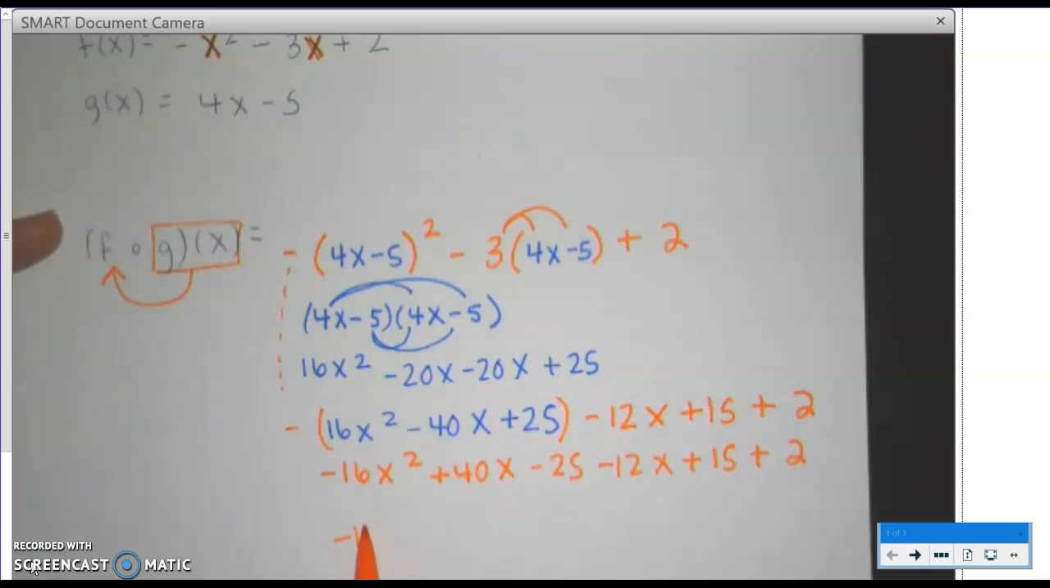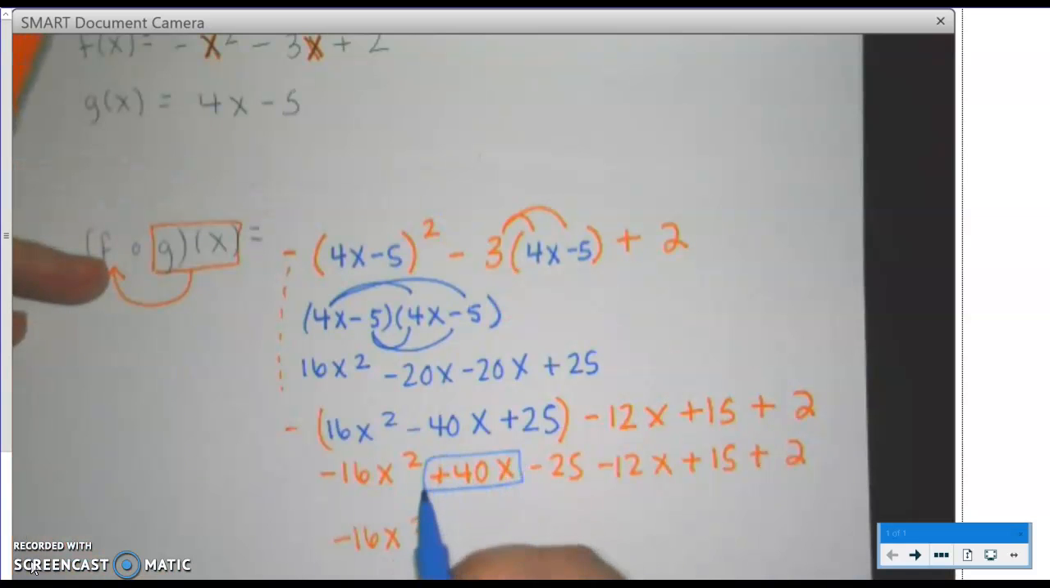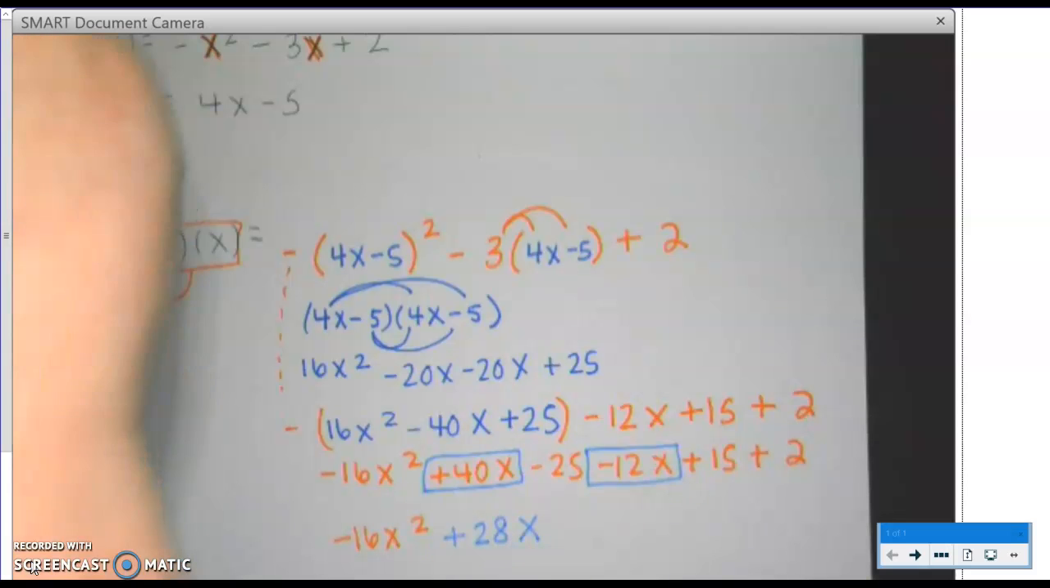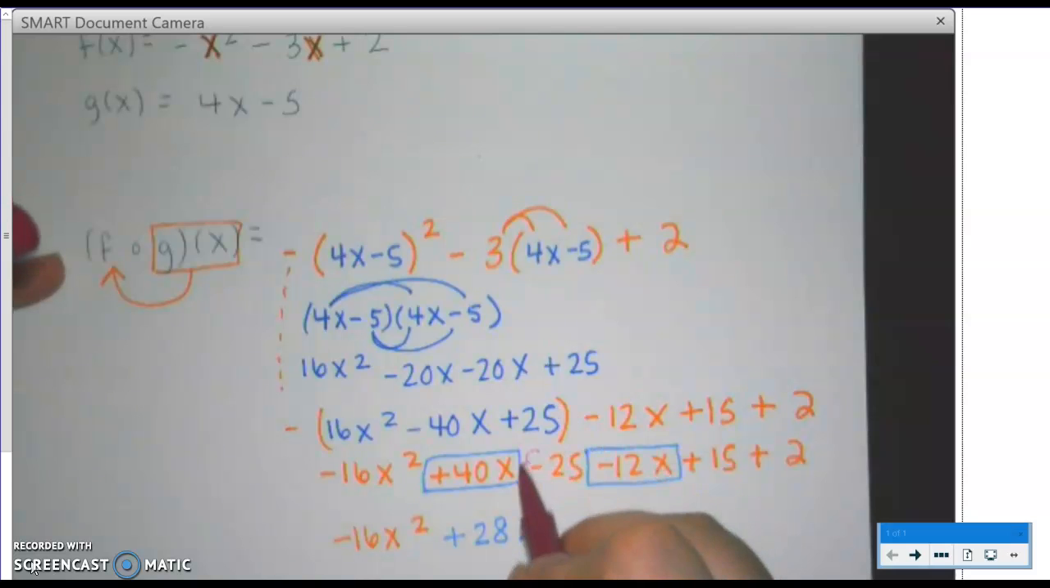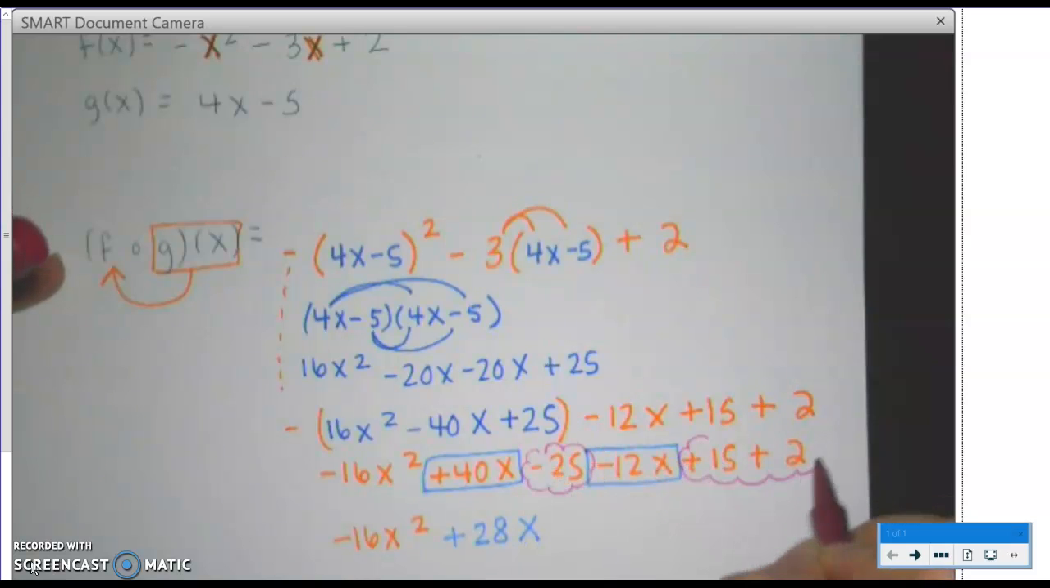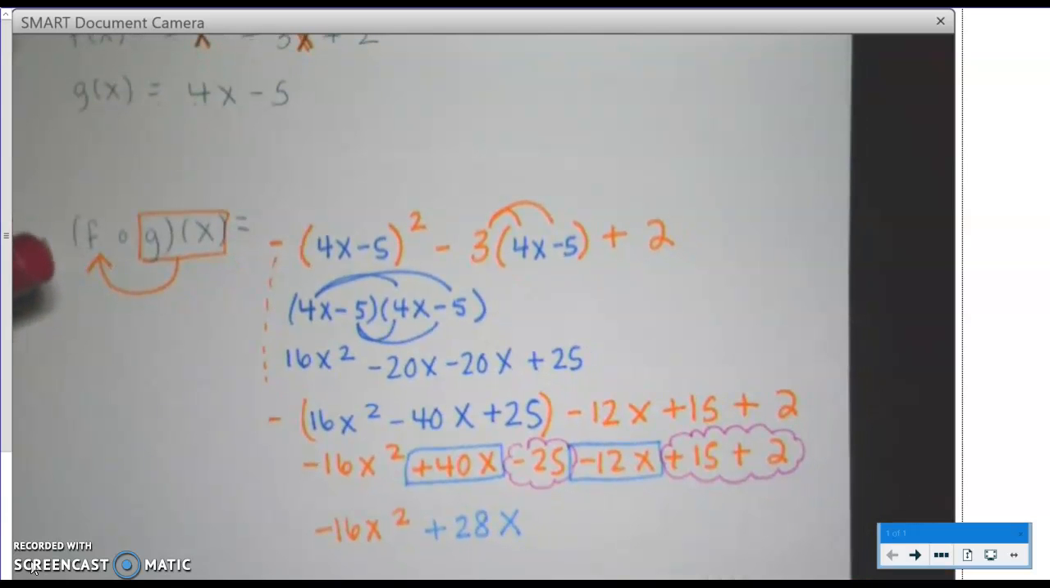So -16x squared doesn't have any like terms. 40x minus 12x. What is that, 28? Positive 28. I don't have a calculator on me and it's really late at night, so you're allowed to call me out later if I didn't do my mental math correctly. And then combine those. I have -25 plus 15 should bring me to -10. -10 plus 2 should combine to -8. All right, so there's my new equation.